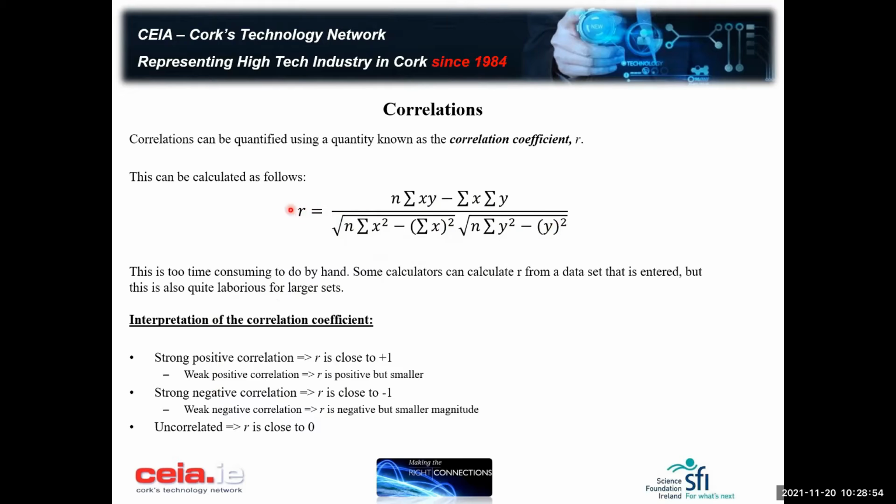What happens is you end up with a correlation coefficient, and you should know what that means and how to interpret it. If R is close to +1, you've got a strong positive correlation. If it's positive but not close to 1, then it's a weaker positive correlation. If it's close to -1, you've got a strong negative correlation. And if it's negative but not close to -1, it's a weak negative correlation. And if it's close to 0, then it's most likely uncorrelated.